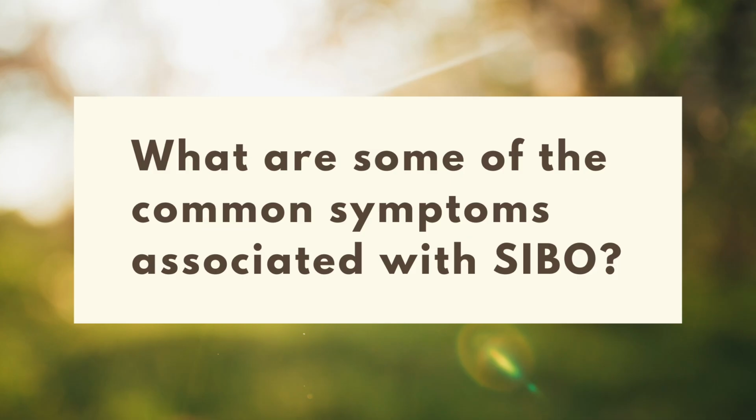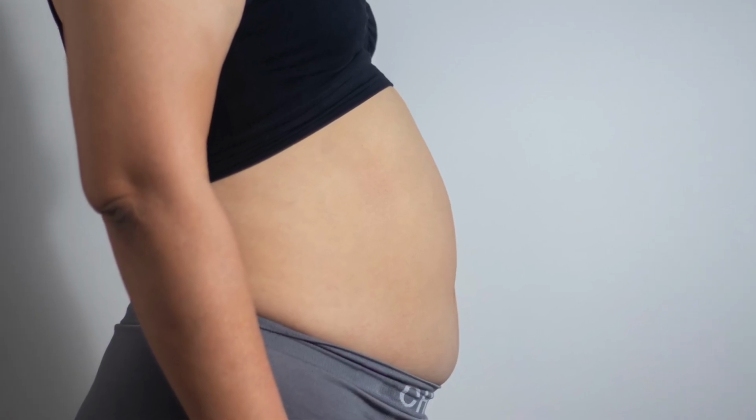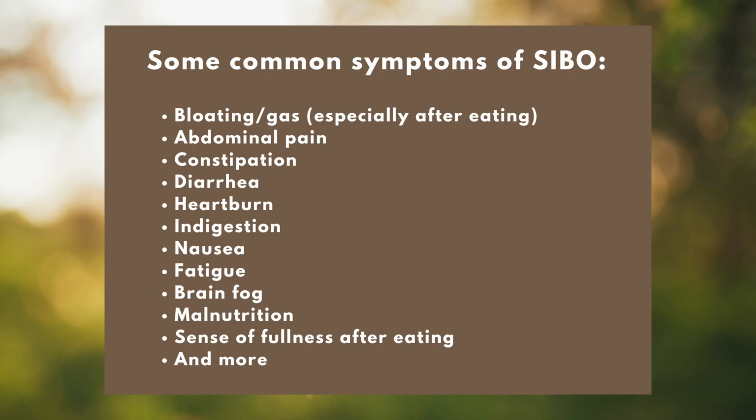Next, what are some of the common symptoms associated with SIBO? Some of the most common SIBO symptoms are bloating and gas, especially after eating, abdominal pain, constipation or diarrhea, heartburn, indigestion, nausea, fatigue, brain fog, malnutrition, sense of fullness after eating, and more. Many of these symptoms occur from the bacteria in the small intestine feeding and fermenting on undigested foods and specific carbohydrates. These bacteria then release certain gases and inflammation, which then contribute to symptoms.